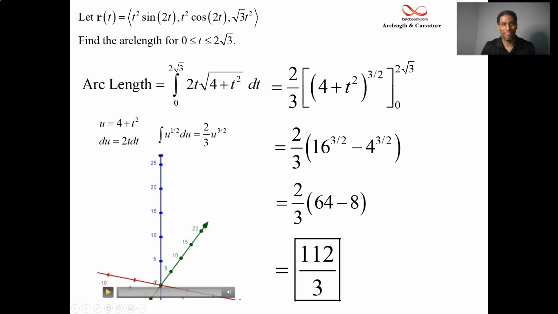Okay, here's the visual. So t goes from 0 to 2 rad 3. When t equals 0, you're at a height of 0 because the k component is 0. And I can play it again. I wish I could make it loop. But yeah, that's the path. And the length of that path is 112 over 3. Okay, just under 40. All right, great.